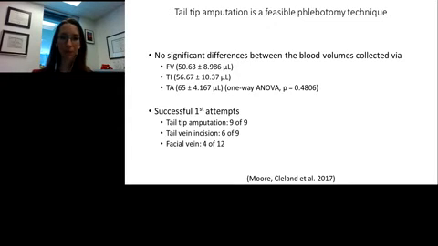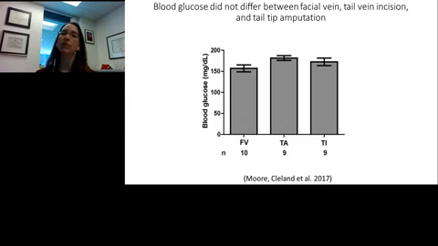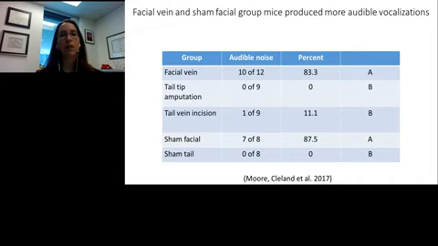We didn't detect any differences in blood glucose between the 3 phlebotomy methods, facial vein, abbreviated FV, tail tip amputation, abbreviated TA, and tail vein incision, abbreviated TI. And this likely reflects that we collected our full sample before activation of the hypothalamic pituitary adrenal axis.